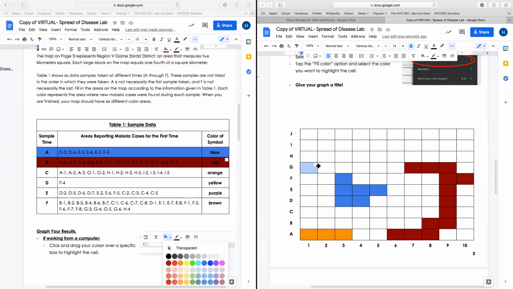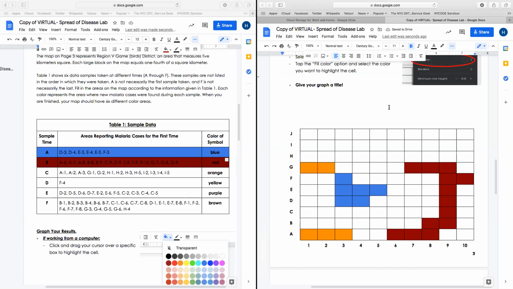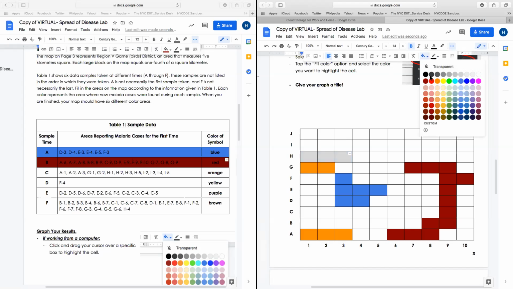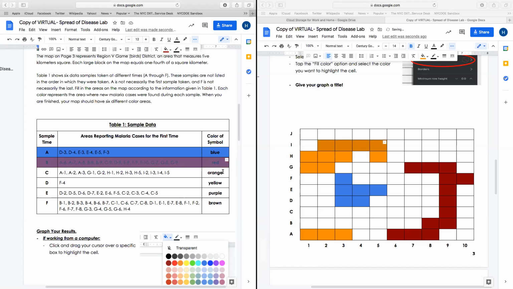All right, then we're going to highlight G1 and G2 and color those orange as well. H1, H2, and H3 are all going to be orange as well. Skip over H4 and then color in H5. And then we're going to color in I2, I3, I4, and I5 orange as well. I'm going to give you guys about 20 seconds to catch up and fill in any of those missing squares.